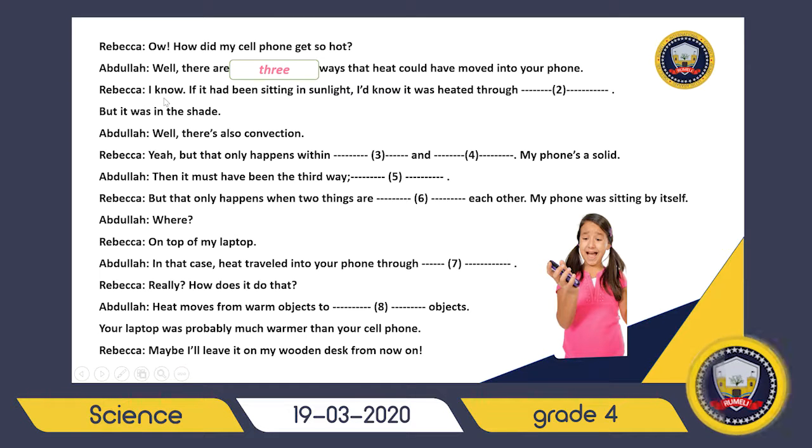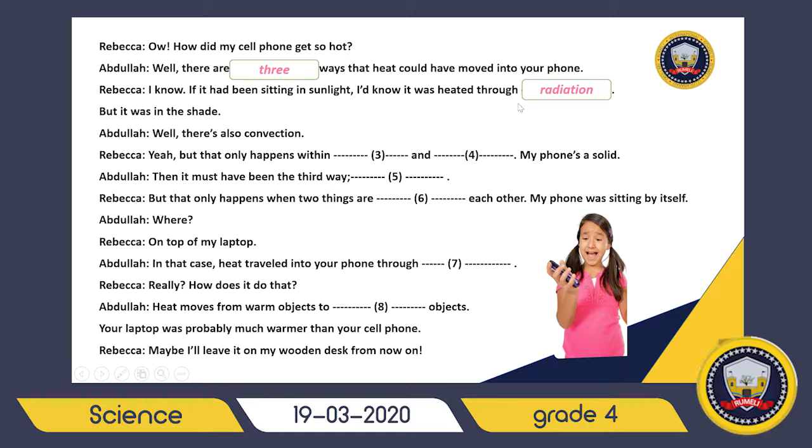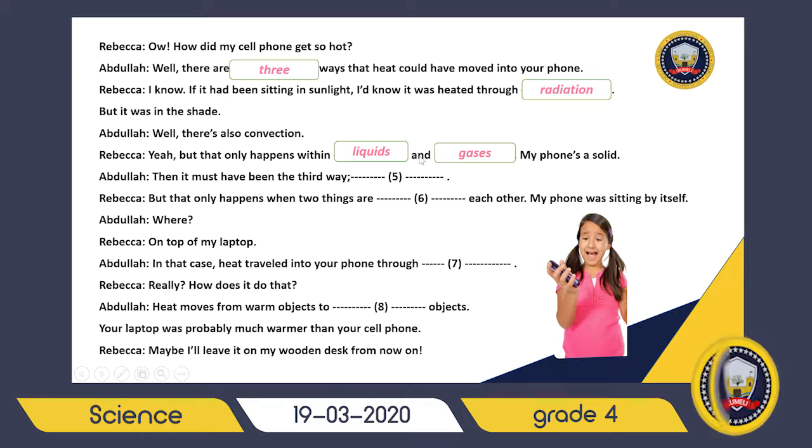Rebecca said, "I know. If it had been sitting in the sunlight, I'd know it was heated through sunlight." So it will be through radiation, as we have said before. "But it was in the shade." So Abdullah said, "Well, there is also convection, the second one." So if it is not radiation, maybe it's convection. But Rebecca said, "Yeah, but that only happens within liquids and gases, but my phone is solid." So convection happens in, as we have said before, liquids and gases. But Rebecca's phone is solid.